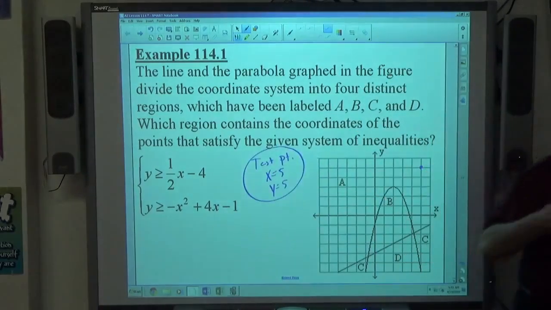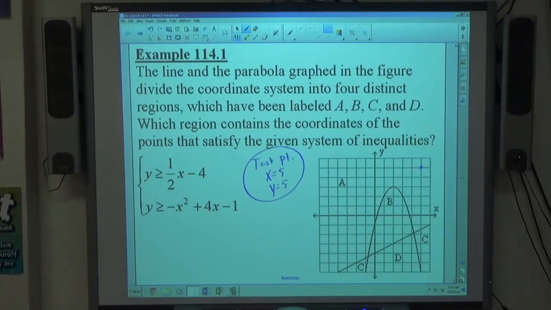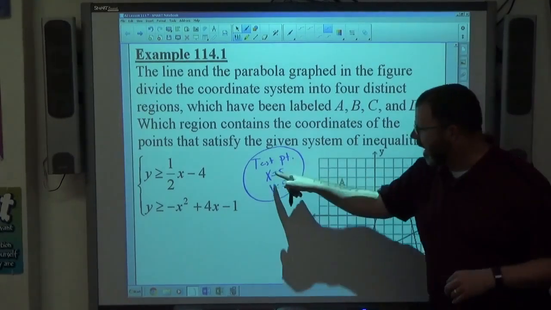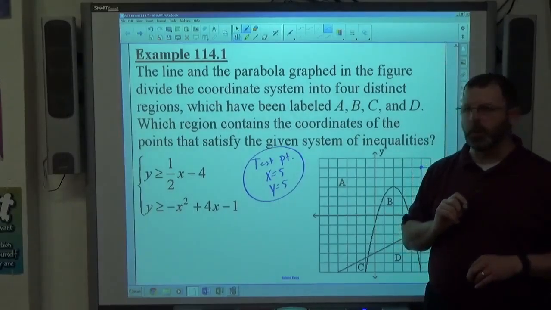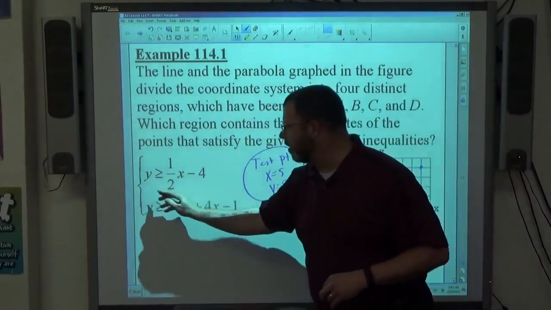So on every one of these problems that you get of this variety, that's one thing I'm going to expect to see on your paper, the words test point. You can abbreviate TP if you want, test P, whatever. I don't care what you write. But identify the x and y coordinates of that test point. And then what we're testing are the 2 graphs.